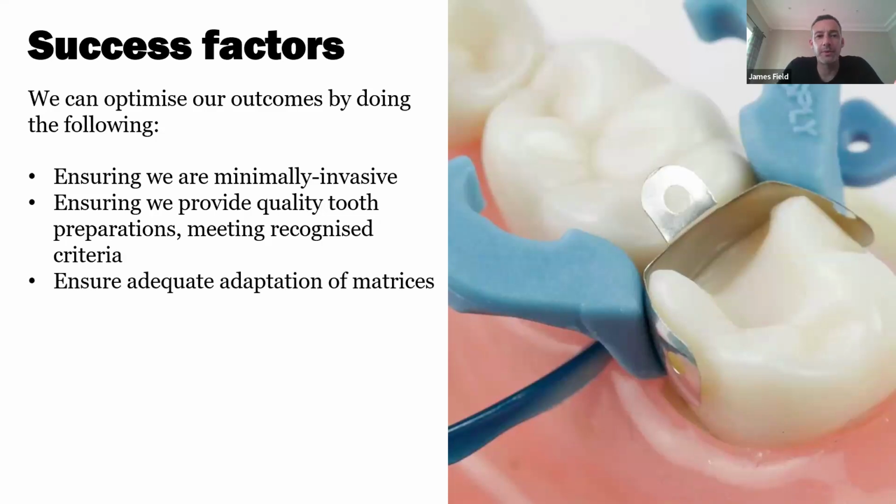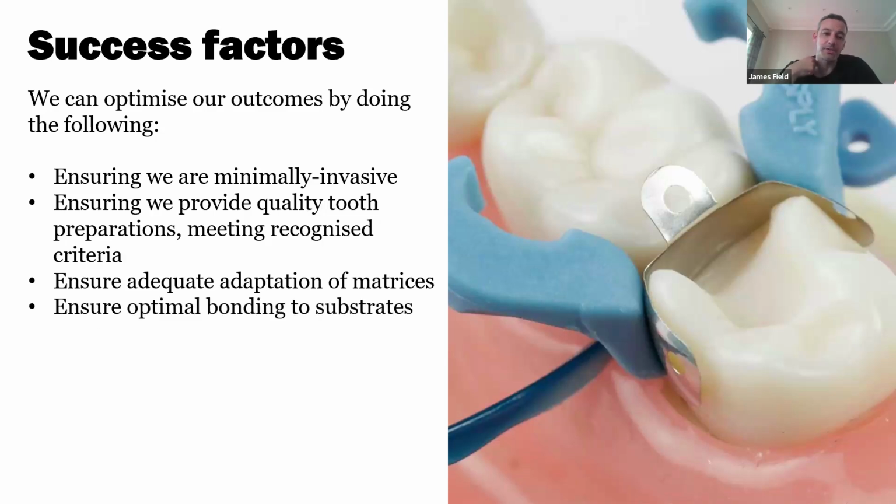And we can also improve our outcomes by making sure that the matrix systems that we use are adequately adapted. And here we have a picture, obviously, of a posterior tooth and the Paladent V3 system. But tonight we'll be looking a little bit at different types of matrix for anterior teeth.